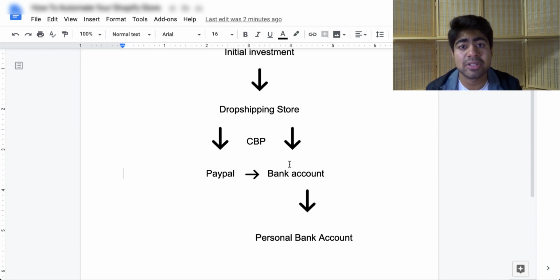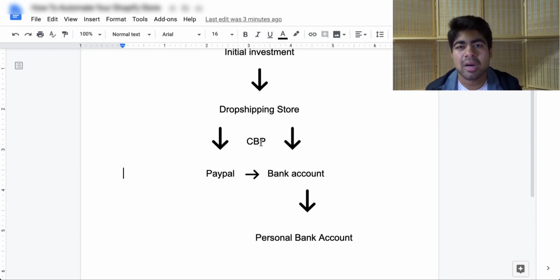This is what I normally do as well when it comes to my own Shopify store. I simply use both PayPal as well as my own personal bank account to divide up the income that's coming in. The CBP in the middle is basically referring to the cash back programs that I use to get back cash from all the orders I place via AliExpress. And these cashback programs, there's a ton of them out there. One specific cashback program that I use is Admitad.